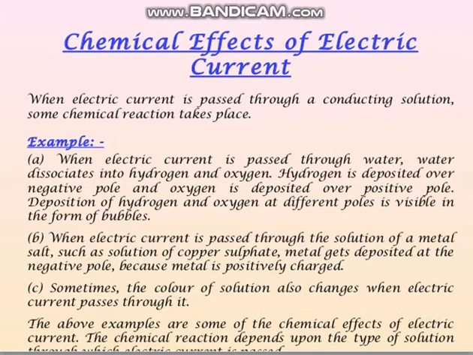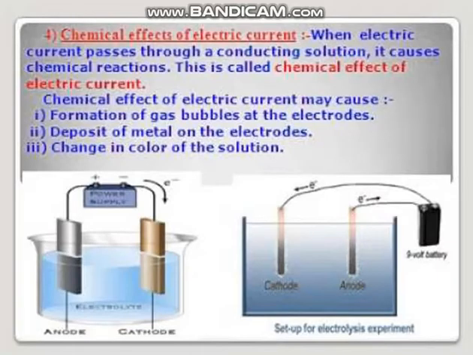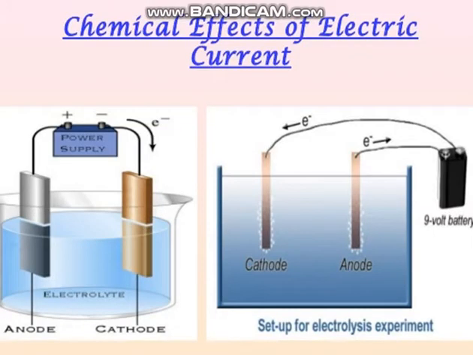Basically we have two examples of the chemical effect of electric current. The first one is electrolysis of water, and the second one is electrolysis of copper sulfate. While we are using the electrolysis of copper sulfate, at the same time we can have the electroplating process also. So first we will discuss in common what the chemical effect of electric current is.